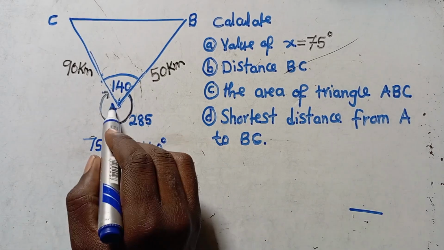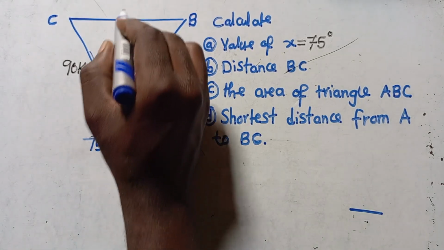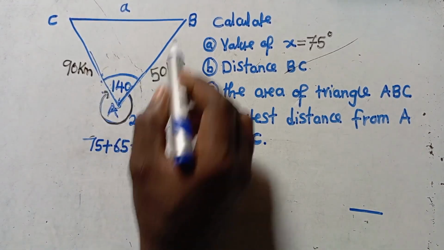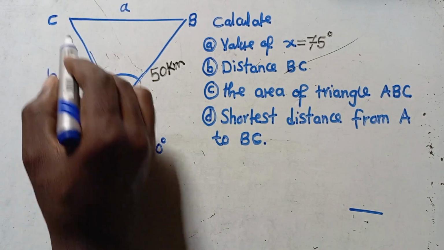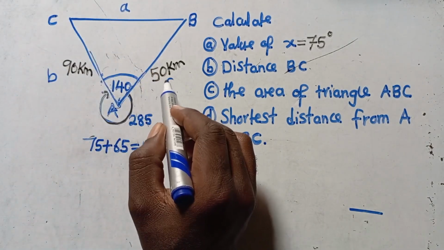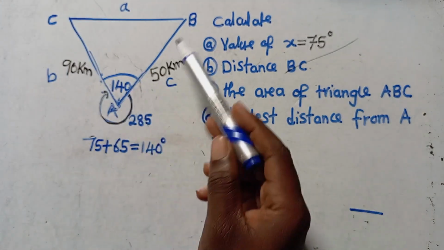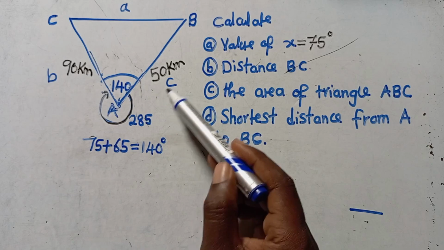So have you seen, this is A facing that other side. So that is where we've got small a. This is B, isn't it? Facing this side, this is where we've got small b. This is C facing this side, this is where we've got small c. So AB is just the same as the small c.